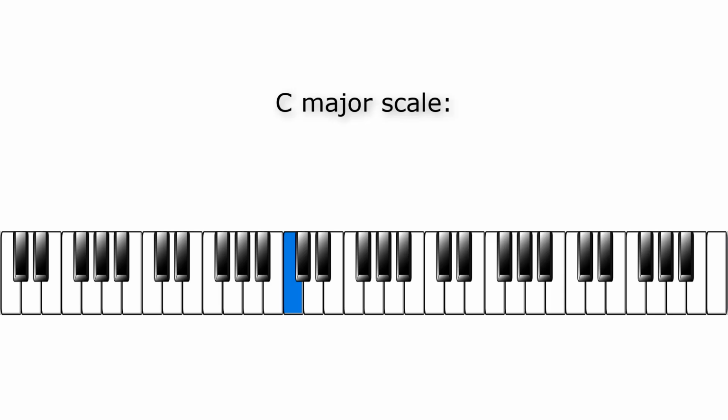Then we go up to the next C by playing only white keys. So C, D, E, F, G, A, B, C. So that's the C major scale. We call C the root of the C major scale.